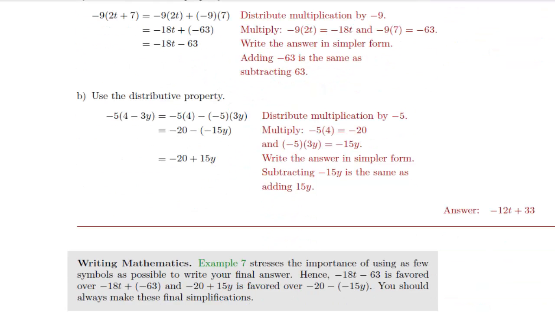B. Use the distributive property. The expression is negative 5 times 4 minus 3y. If we distribute the negative 5, we get the product of negative 5 and 4 minus the product of negative 5 and 3y. The product of negative 5 and 4 is negative 20, and the product of negative 5 and 3y is negative 15y. Writing the answer in a simpler form, the minus and the negative would be the same as adding 15y, so the answer is negative 20 plus 15y.